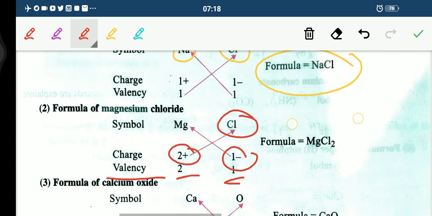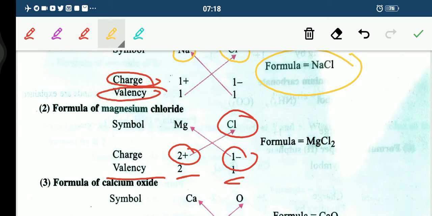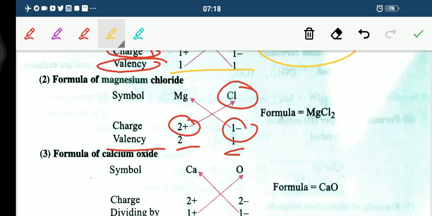Remember this thing, we need to write down the valency. Here you can see they have written charge also and they have included valency also. But remember this thing, bache, in our formula we need to write according to the valency. Okay? Always remember this thing. We need not apply Mg plus and Cl negative. These things we need not apply here in the formula.